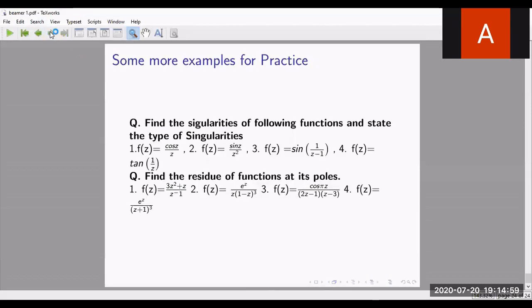Now here are some examples, you can practice them, and this much for today.